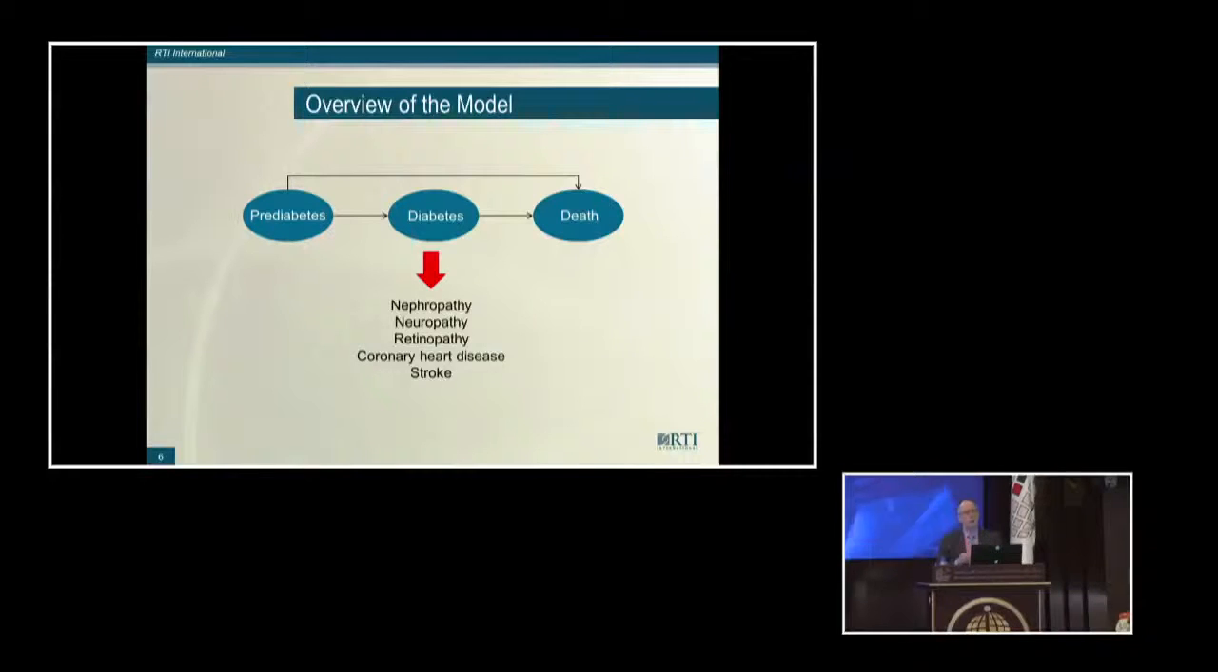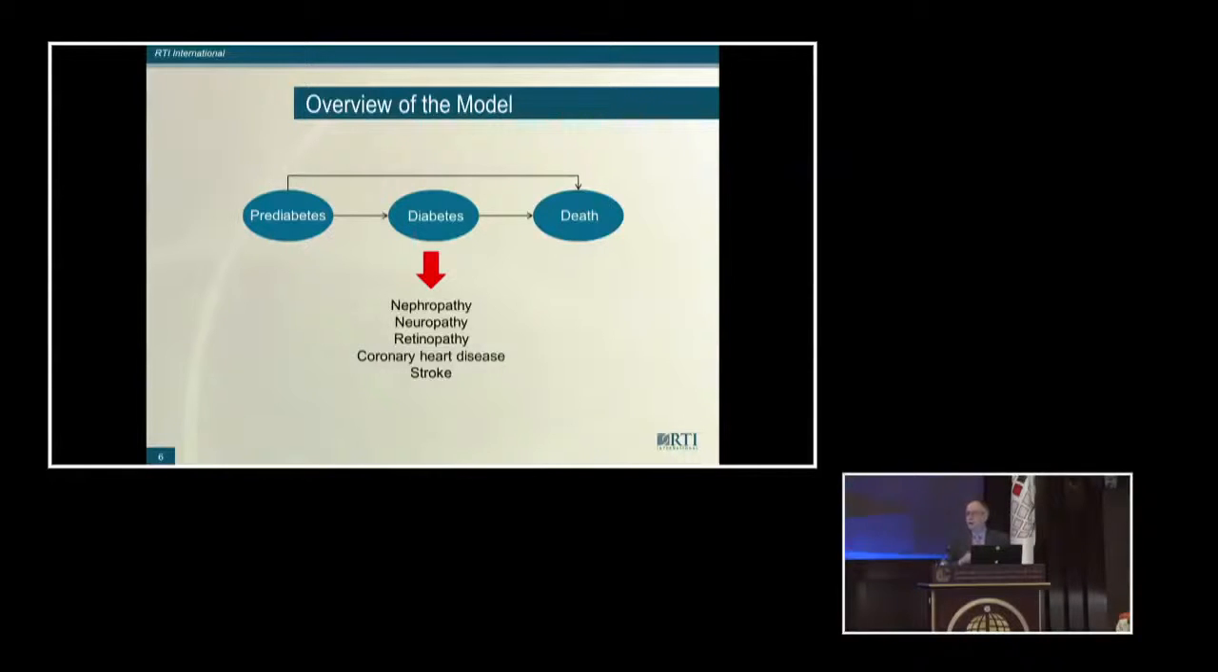There are different individuals with prediabetes. They can develop over time diabetes. If you have diabetes, you can develop the complications of nephropathy, neuropathy, retinopathy, coronary heart disease, and stroke.